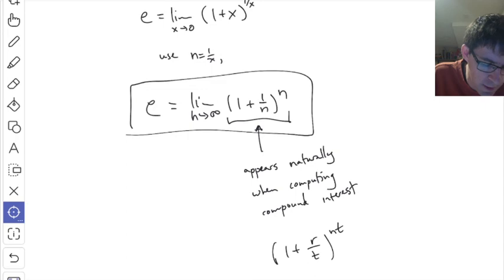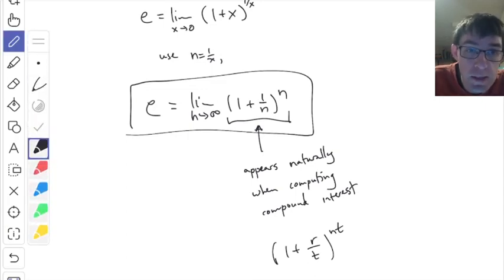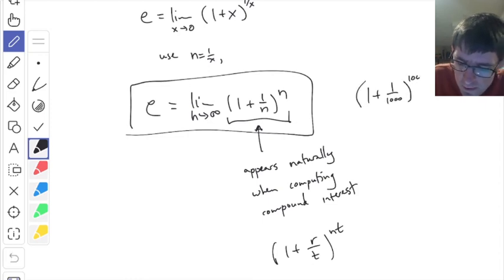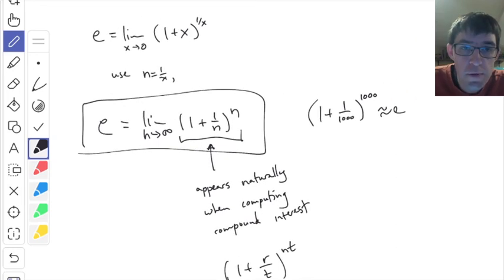If you wanted to approximate e, say using your calculator, you could do something like (1 plus 1 over 1,000) to the power 1,000. This is approximately equal to e, right? You use some really big value for n there, and you'll get a number which is close to e. All right, this is the end of what I wanted to say about logarithms and exponential functions. Any lingering questions? I think we've said everything there is to say about logarithms and exponential functions.